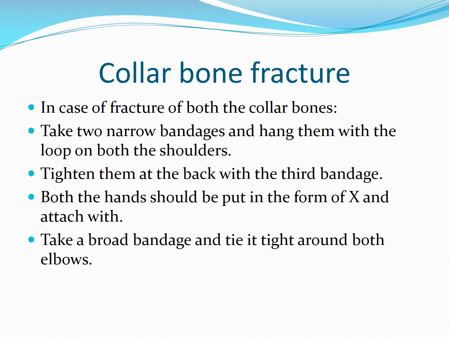Collarbone fracture. In case of fracture of both the collarbones, take two narrow bandages and hang them with the loop on both the shoulders. Tighten them at the back with the third bandage. Both the hands should be put in the form of X and attached with a broad bandage. Tie it tight around both elbows.